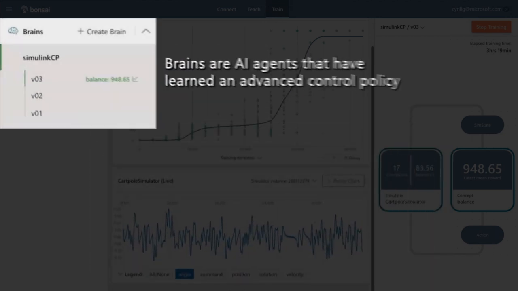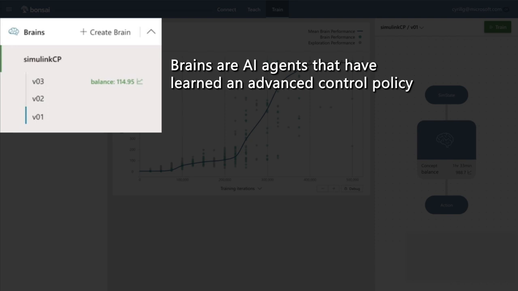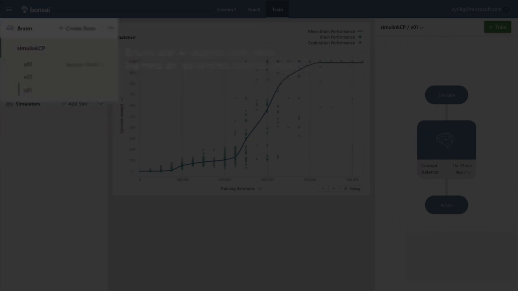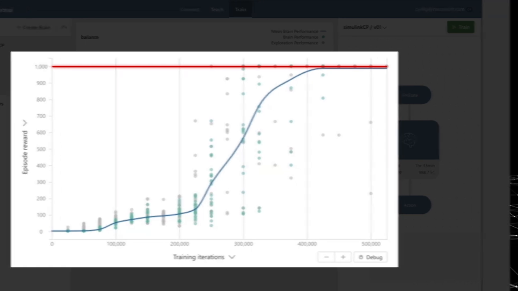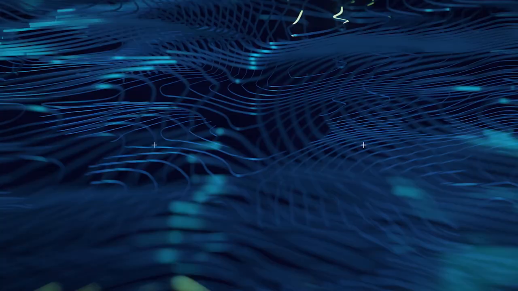So I'm switching to a different version that I trained before. I can manage my brain versions. There now you can see that the neural net has converged. That's how we call that. The training has reached 1,000. That is the maximum possible reward that can be achieved. And you have basically now a neural net that can provide for any given state an optimal action based on your definition of a reward function.